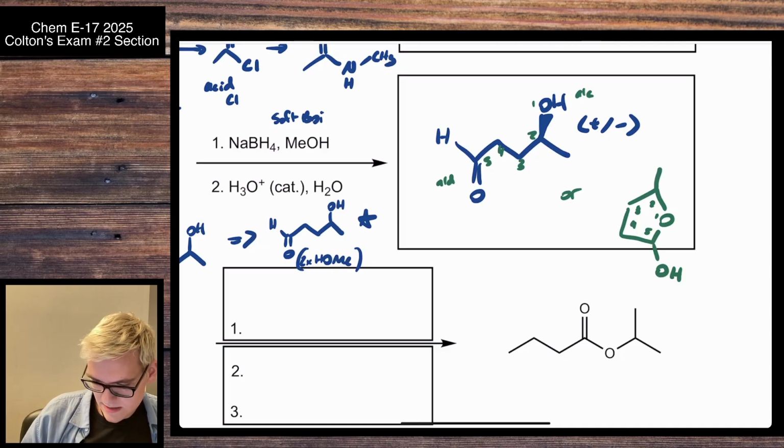And then anything else we're missing? I think that's everything. And then we would just have to account for stereocenters. So now we have 2 stereocenters. And so we're going to get a mixture of a bunch of different products.